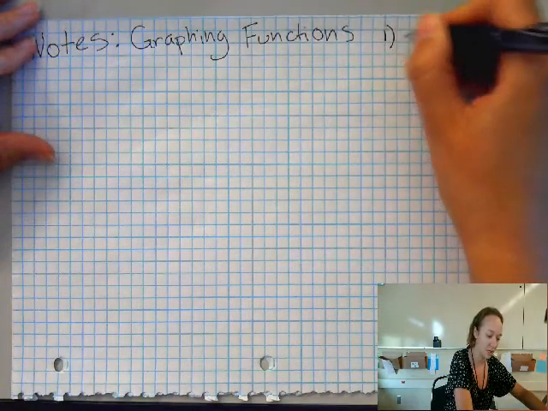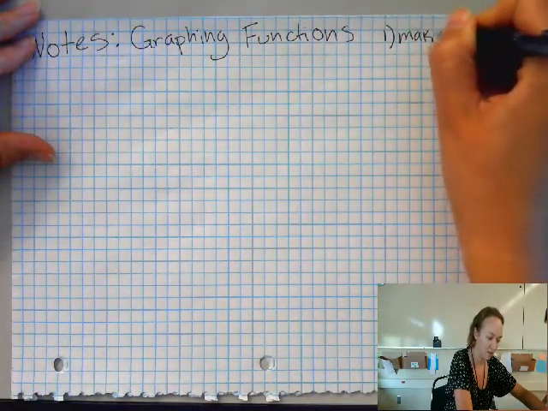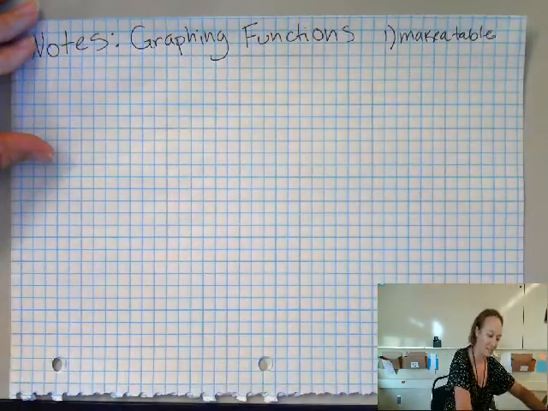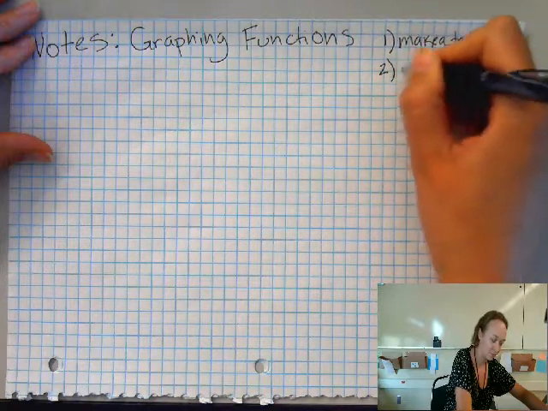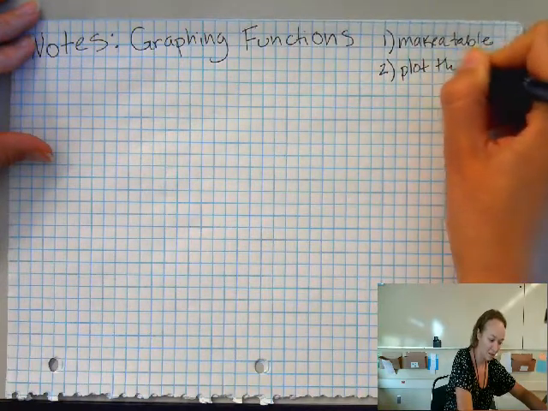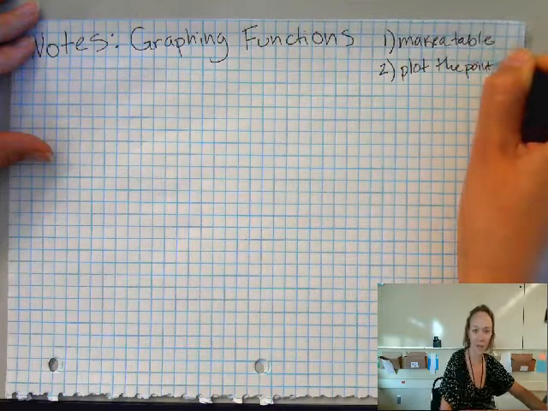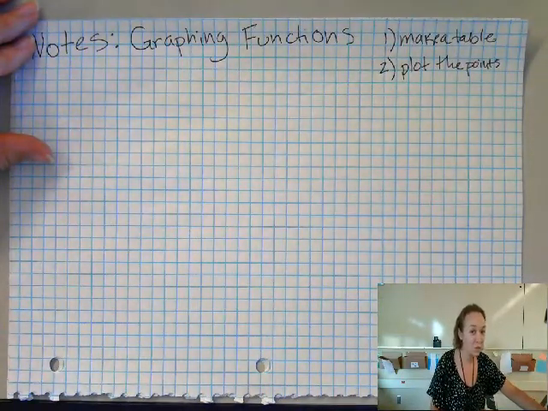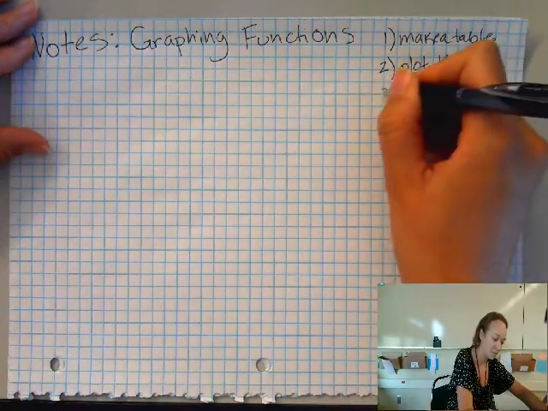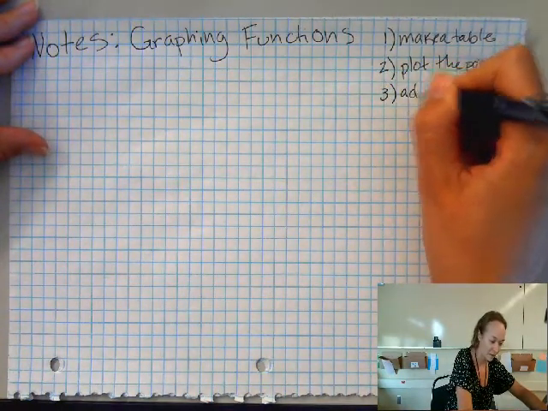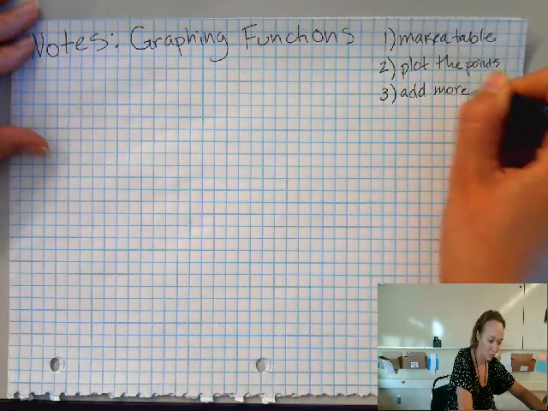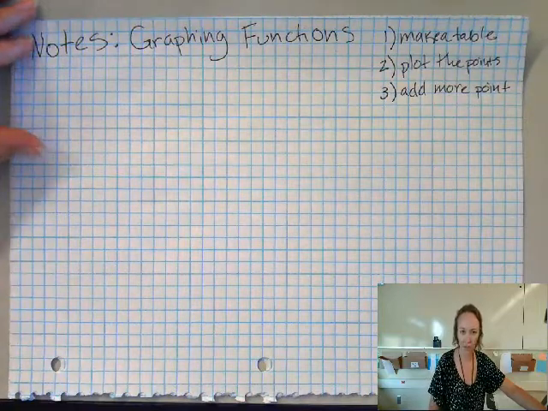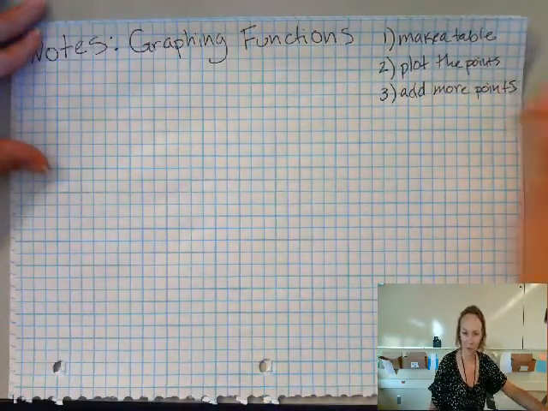First, make a table. Second, plot the points. At that point, step back, look at it. Does it look like it's trying to do something? Maybe add more points, testing them in the rule, of course, to make sure that they're correct until you get a graph that looks good.